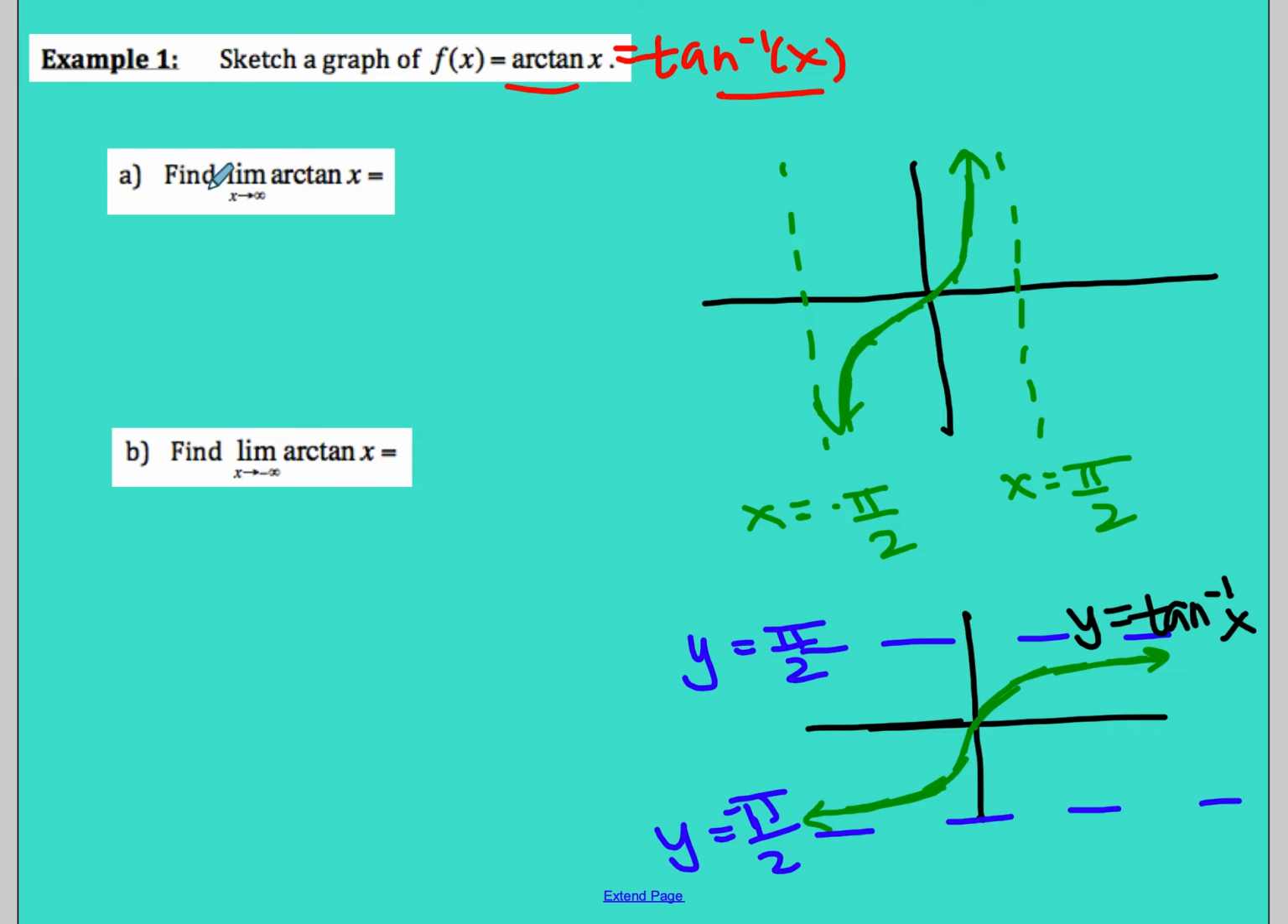Now it says find the limit as x approaches infinity of tangent inverse. So I'm looking all the way to the right. As this continues to go to the right, what y value will it approach? It will approach pi over 2. If I find my limit as x goes to negative infinity of arctangent, that means I'm going to look all the way to the left, following my curve all the way to the left. What's it going to get very close to? My horizontal asymptote, which is negative pi over 2. And that is this example.